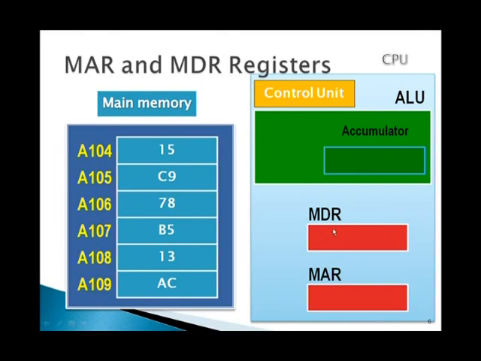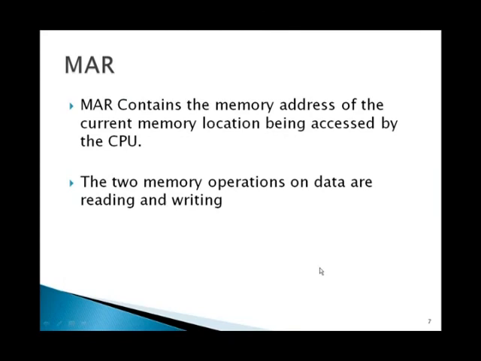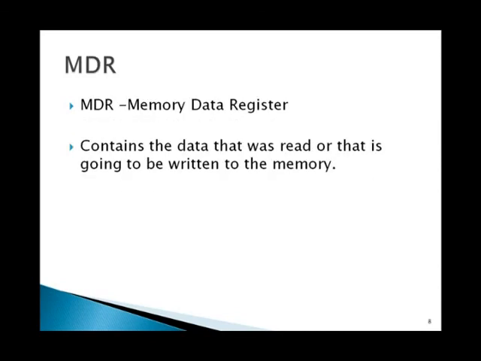Let's go and see what these MDR and MAR registers do. MAR contains the memory address of the current memory location being accessed by the CPU. The two operations on data are reading and writing. Memory data register contains the data that was read or that is going to be written in the memory.